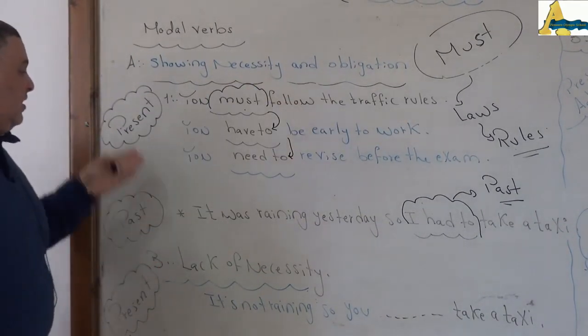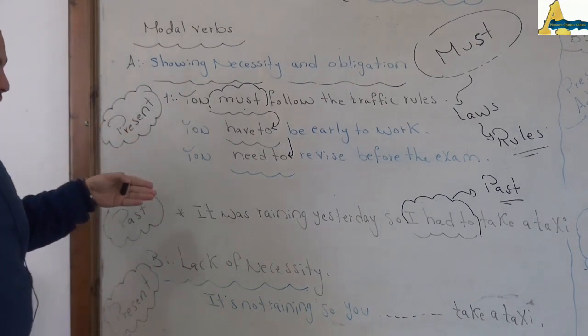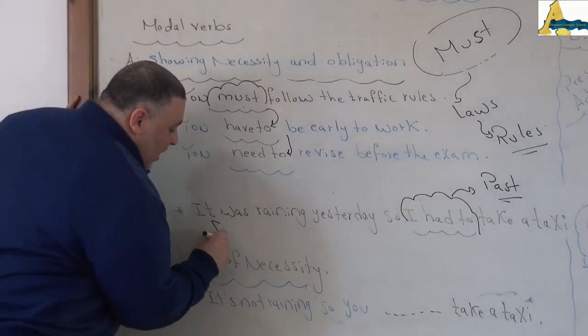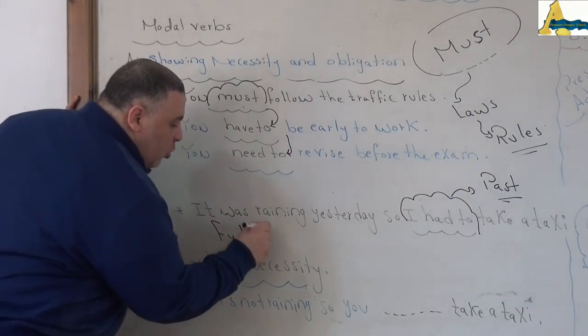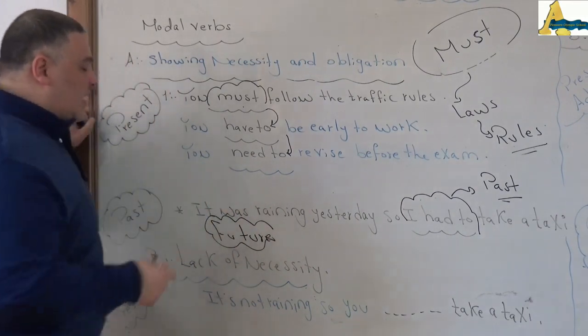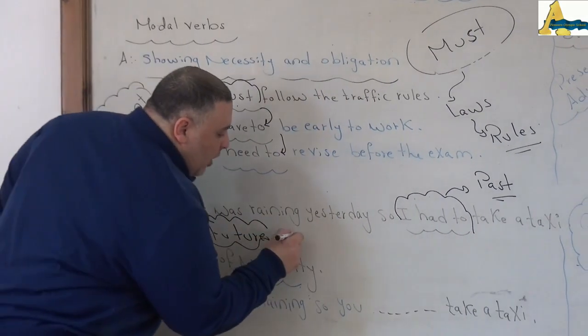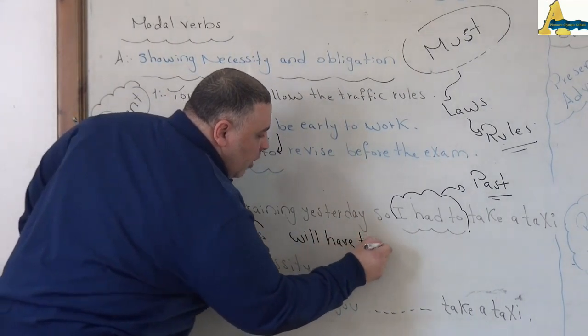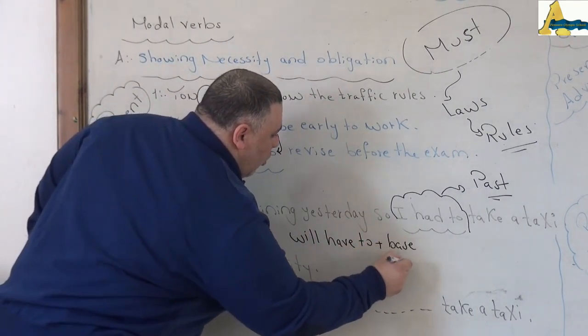This is the beginning of the use of modal verbs for showing necessity and obligation. In the present, it's going to be must, have to, or need to, as I said. And in the past, it's going to be had to. By the way, if you want to use it in the future, you can never use must or need to, but you will use will have to plus the base form of the verb.